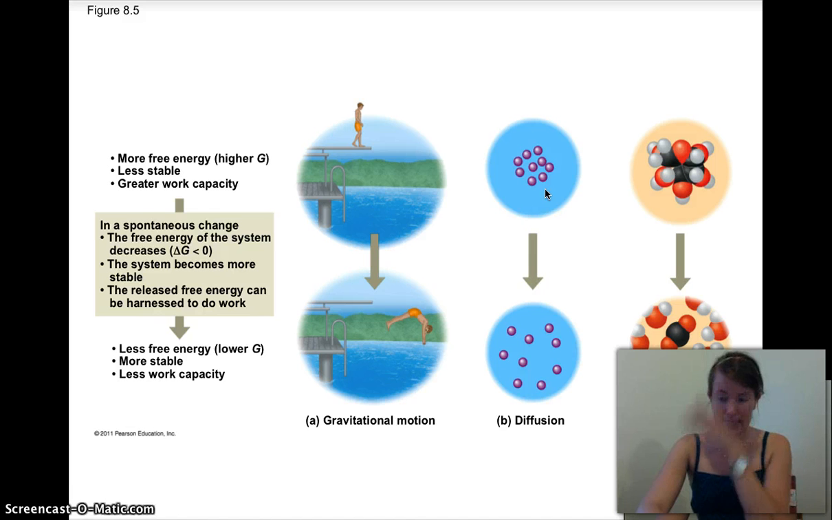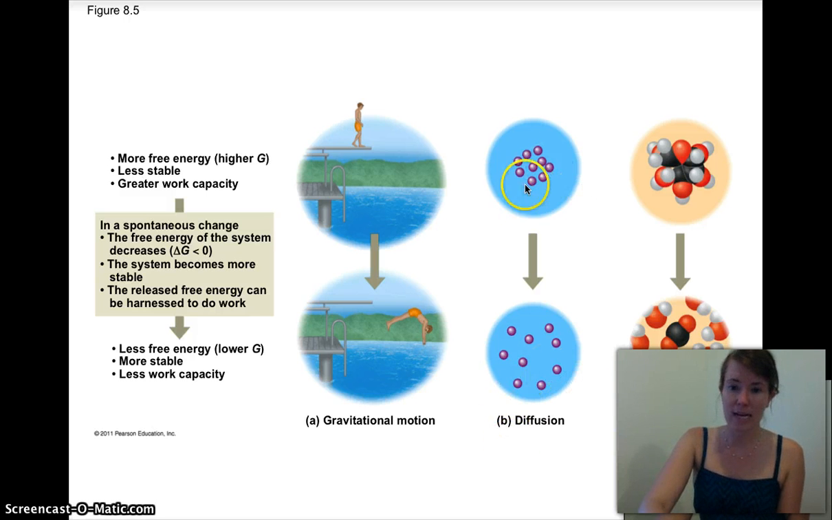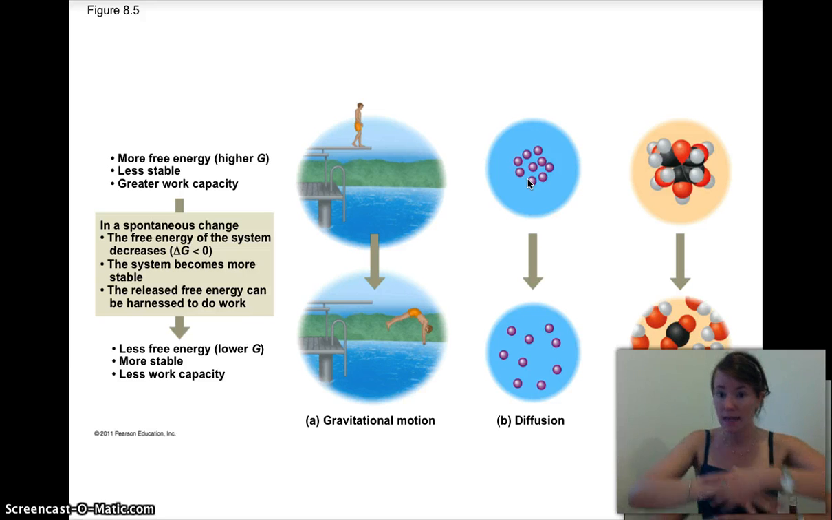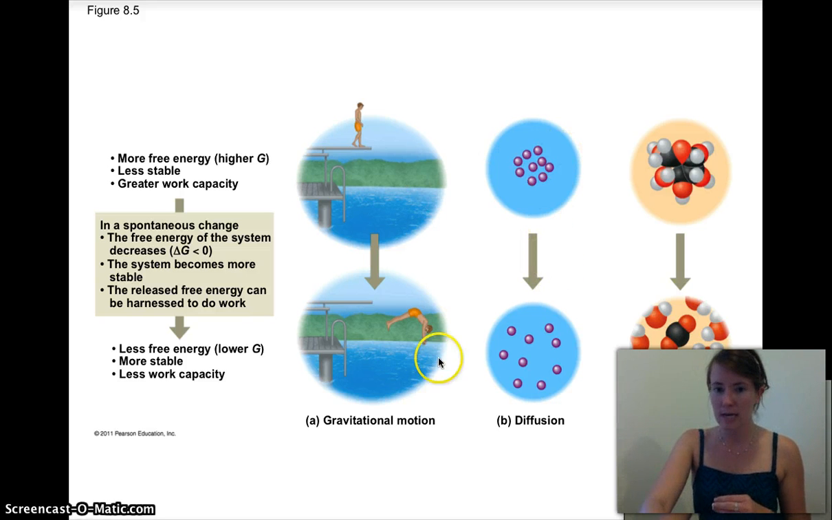So what that means is as diffusion happens and these molecules spread out, it's so much easier to maintain this than it is to maintain that. Since molecules are always moving, it's way easier to maintain them spread out than together. So that's why it's more stable down here. And there's greater work capacity. Work here meaning moving around. So it's way easier for them to spread out here than it is down here because they're already spread out.